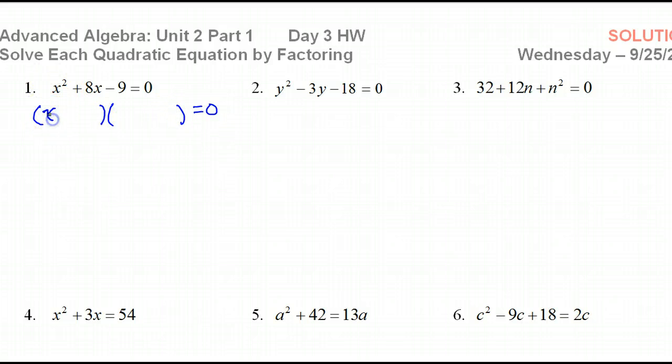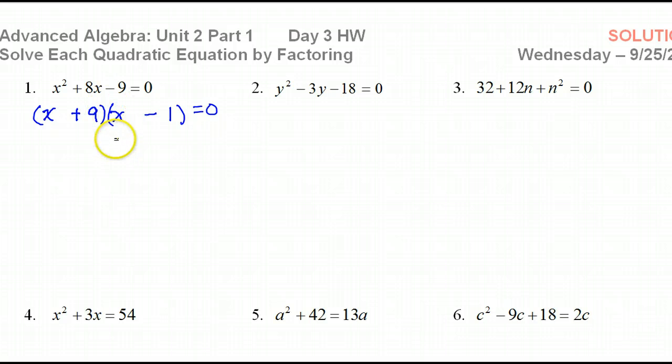So x squared, that's going to be x times x. And then 9 could be factored as 9 times 1. And we're looking for a positive 8. So if we have a positive 9 and a negative 1, that will make positive 8. So this is how this would factor down.